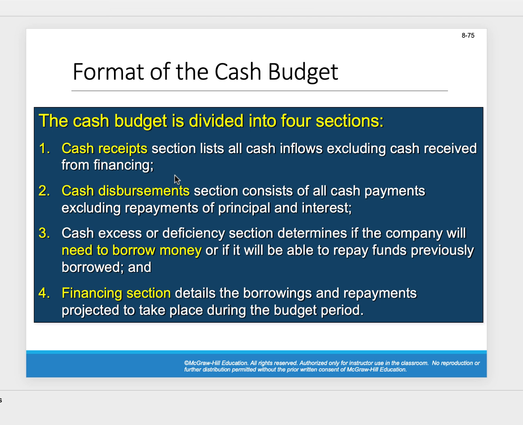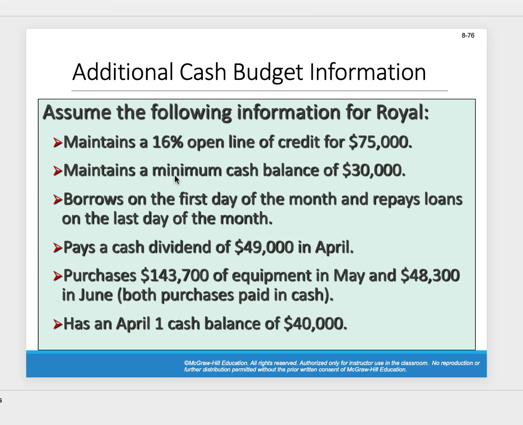We will have borrowing here, and I'll show you an example of that. And then we have a finance section within the cash budget. So they give us some information, right? We have a 16% open line of credit for $75,000. We require a minimum cash balance of $30,000 on hand.